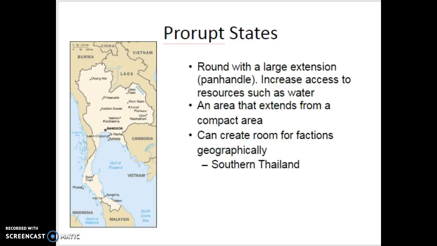For example, the Democratic Republic of Congo, which is connected to a small fragment called Cabinda, split from the main country by Angola. So it can create room for many factions or problems geographically. Another example I have on the screen right now is Thailand. Again, the piece jumps out from the main body. It's kind of disconnected, which again could be something that divides the country, and could be more difficult to defend. So prorupted states are another type of state shape we could define or identify.